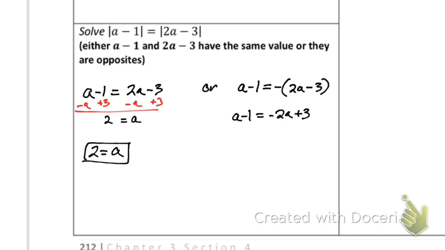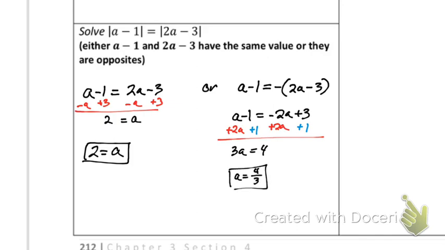I would add 2a to both sides. That would give me that 3a, but I should also, let's do the same step. Let's add 1 to both sides. This one does equal 4, and we have a equals 4 over 3, and both those answers will work in there. But it never hurts to check.